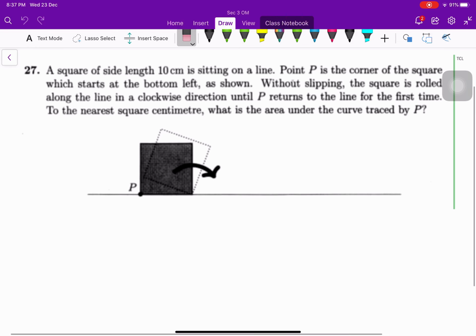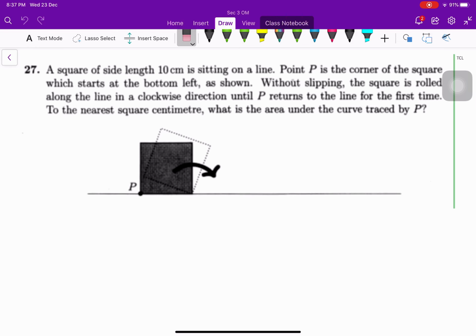Okay, let's look at question number 27. Can you see that it says that the point P is the corner of the square which starts at the bottom left? That means this is the point P, right? This is the point P.